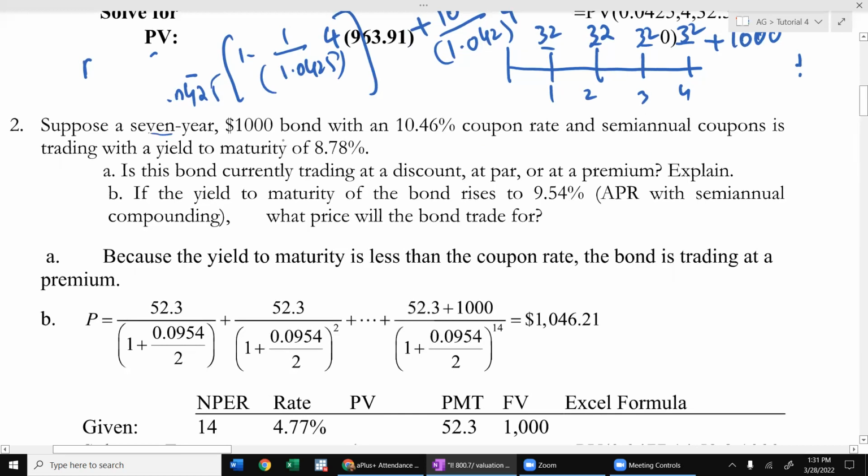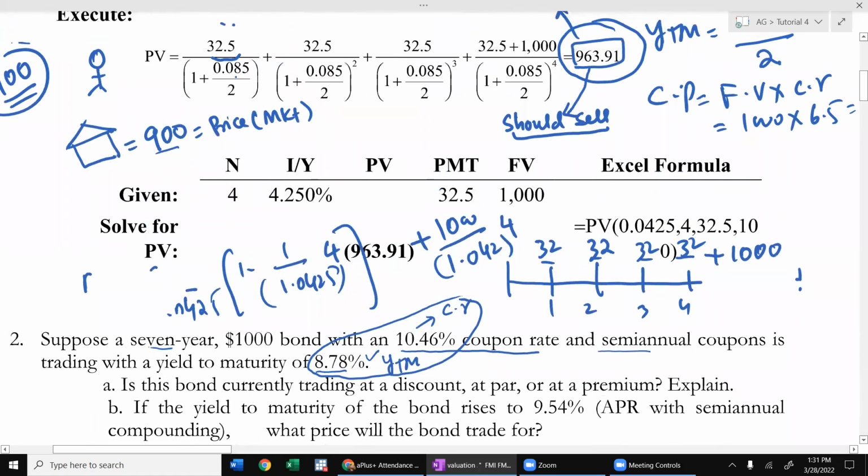Suppose a 7-year 1000 bond, 7 years means 7 years is the maturity, with a 10.46% coupon rate. Okay, and semi-annual coupon is trading with a yield to maturity of 8.7%. So it means that this is again a similar situation. 8.7% is the YTM and 10.46% is the coupon rate. So just from this information, you can tell us whether this bond is trading at premium or discount. Can you tell me? Premium.